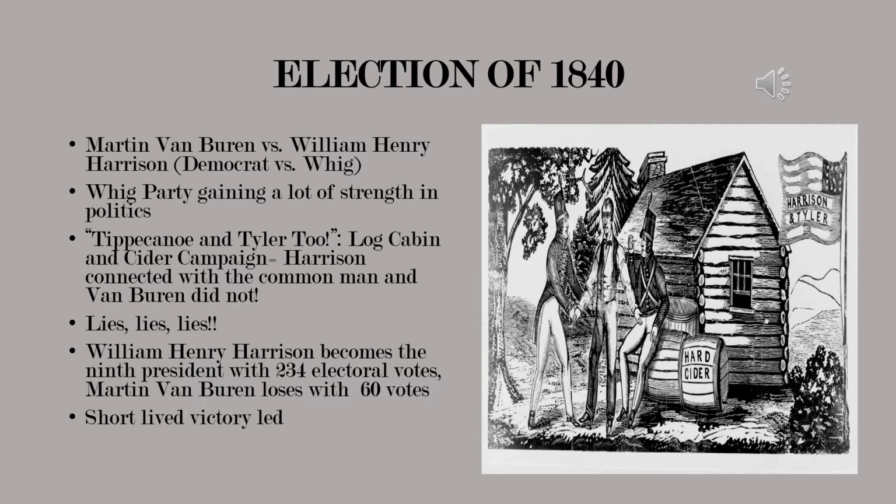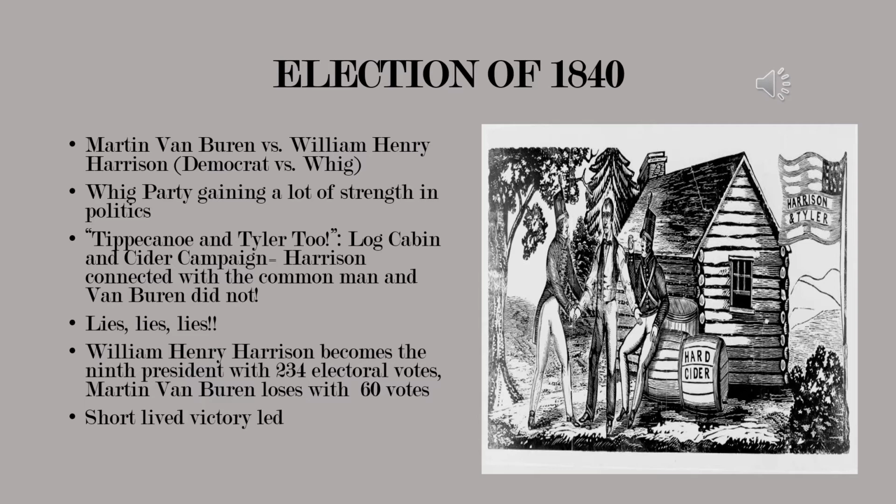So William Henry Harrison's campaign is going to take the slogan Tippecanoe and Tyler too. So if we remember the Battle of Tippecanoe, William Henry Harrison was really a war hero during that time. He beat Tecumseh at the Battle of the Thames, so he's already a war hero. He's a decorated war hero at this time, so people love him for that. And he's going to introduce his vice president, John Tyler, when he says Tippecanoe and Tyler too.